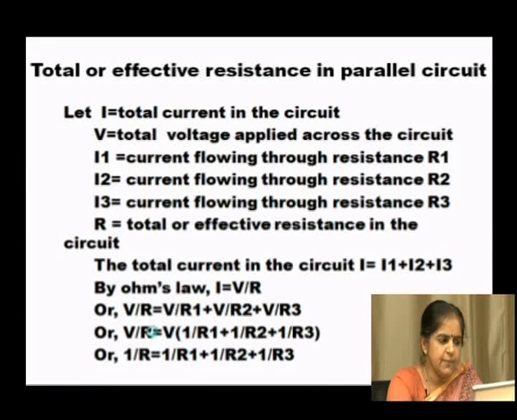So, V by R is substituted in this equation. V by R is equal to V by R1 plus V by R2 plus V by R3, that is, I1 is equal to V by R1, I2 is equal to V by R2 and I3 is equal to V by R3. So, let us take V as the common factor. Therefore, the equation becomes V by R is equal to V into 1 by R1 plus 1 by R2 plus 1 by R3. So, V and V get cancelled.